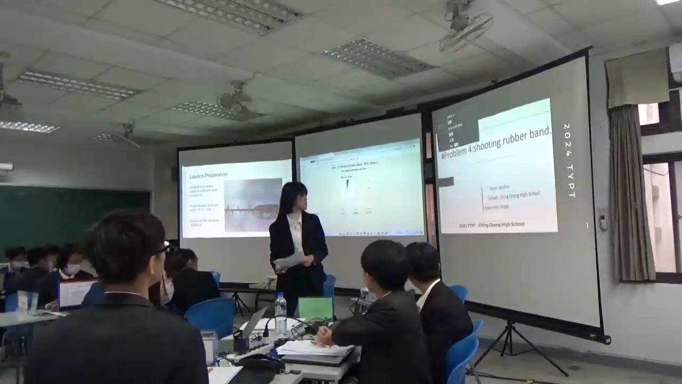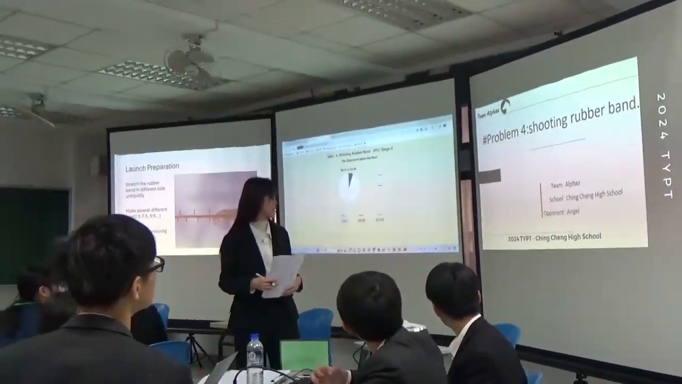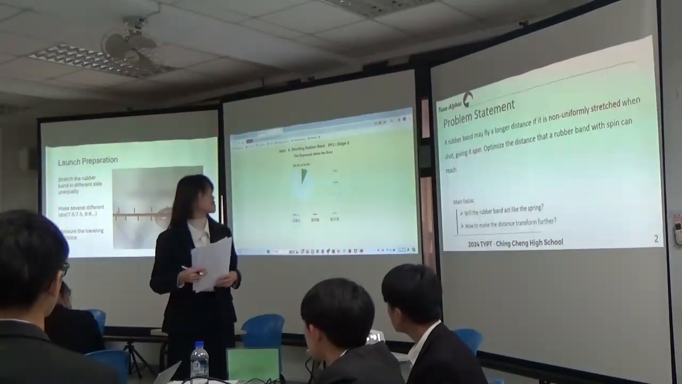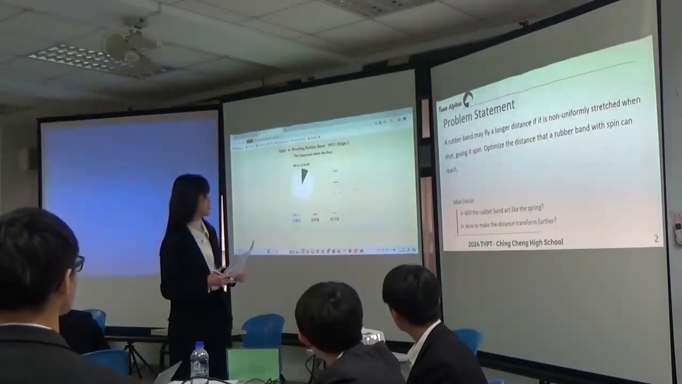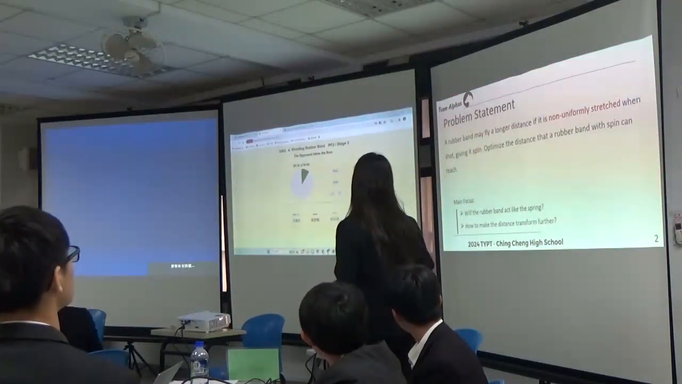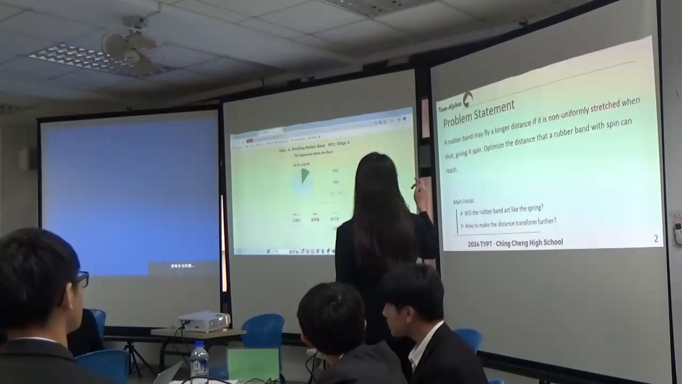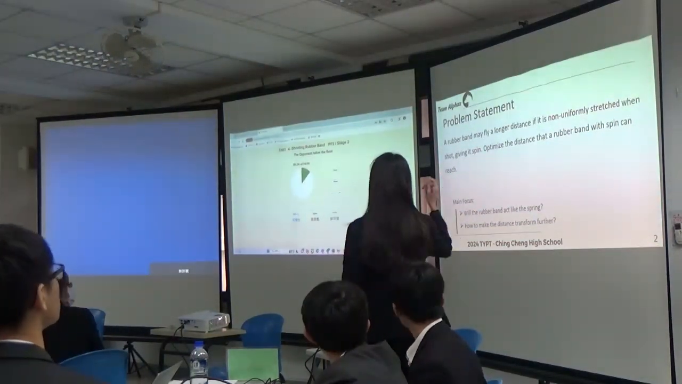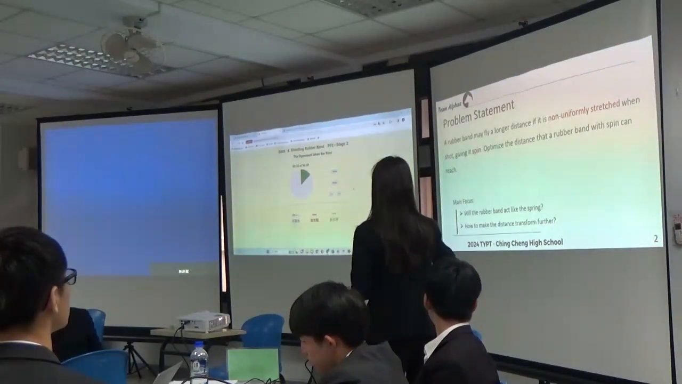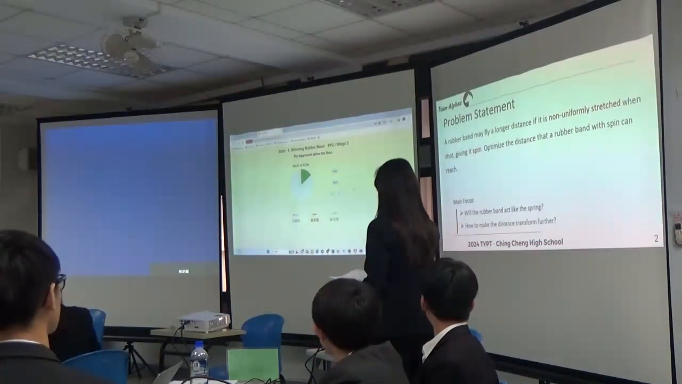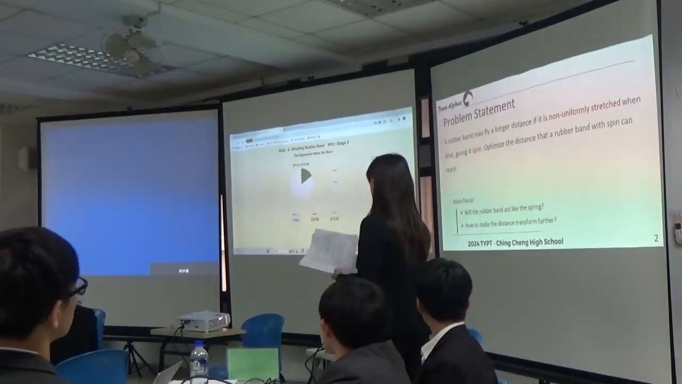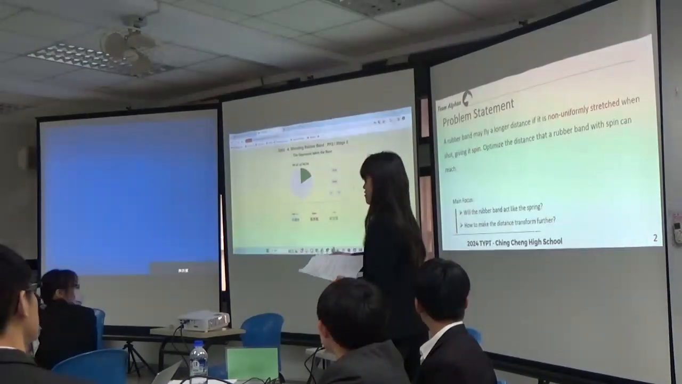Hello, I'm Angel, and I'm from the Alphas team, from the Jincheng High School. The problem I'm going to approach is problem 4, shooting rubber band. The problem states that a rubber band may fly a longer distance if it's non-uniformly stretched and given a spin. So I think the thing we need to emphasize is the spin and the connection between spinning, turns, or uniformly stretched with its distance, how long it flies.